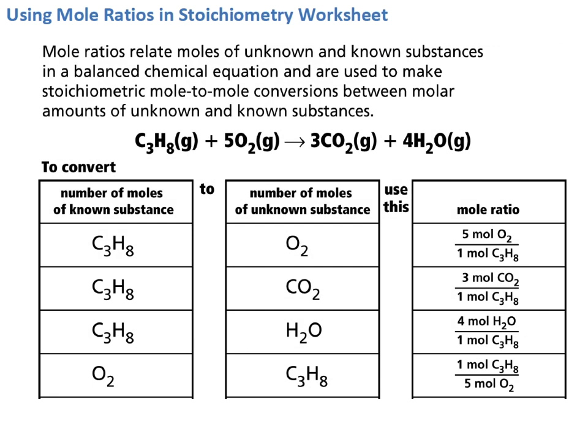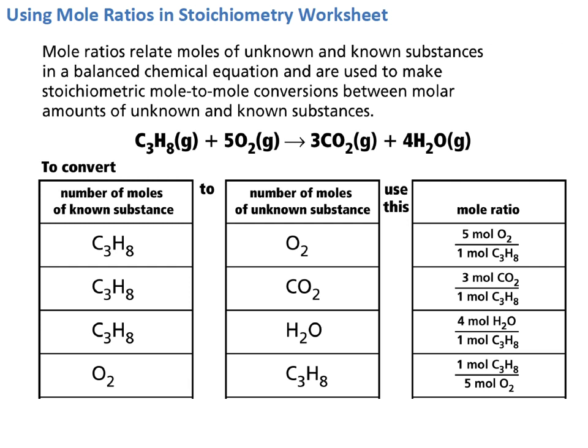Now, page 6, using mole ratios in stoichiometry. Mole ratios relate moles of unknown and known substances in a balanced chemical equation and are used to make stoichiometric mole-to-mole conversions between molar amounts of unknown and known substances. So what we have here is the combustion of propane. It's C3H8 plus 5O2 yields 3CO2 plus 4H2O.